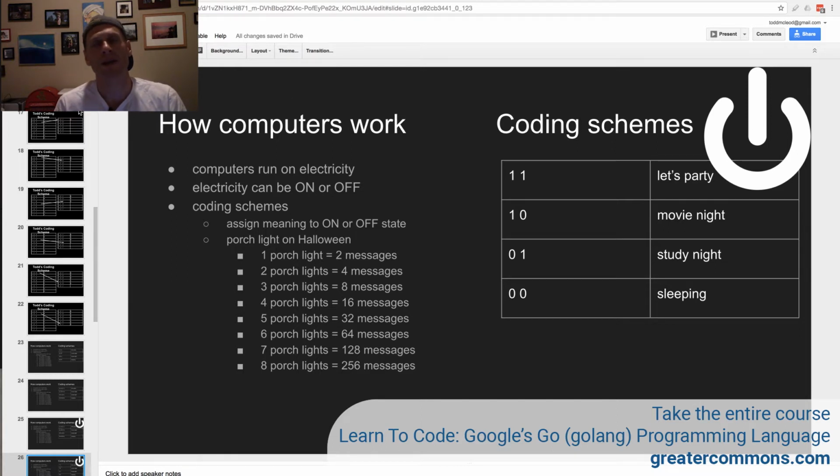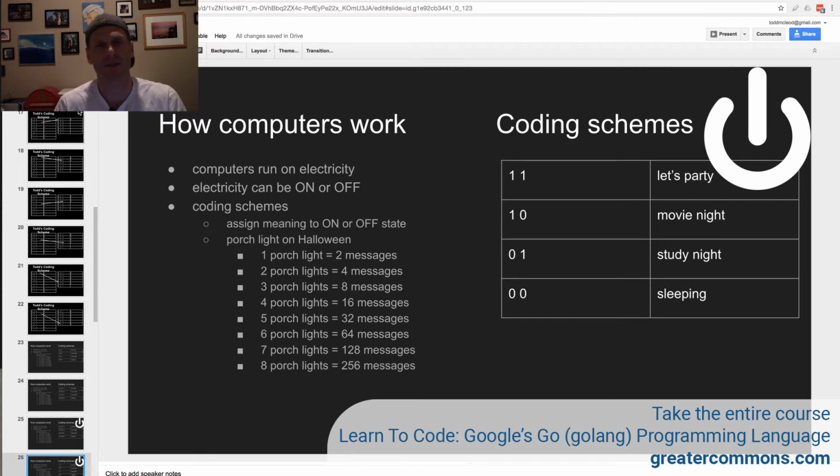Pretty amazing. Now you understand how computers work. Computers run on electricity. Electricity has 2 discrete states, on or off. Based upon the state of a circuit, like the porch light on Halloween, we can associate messages with that state. If we have 1 light, on means come trick or treat, off means go away, and that's called a coding scheme. Now instead of writing on and off over and over, we'll just abbreviate that as 1 means on and 0 means off.